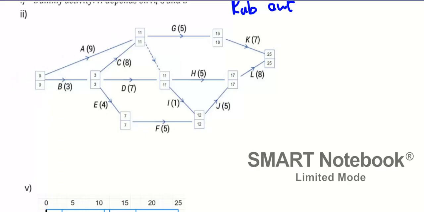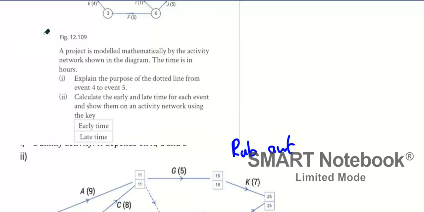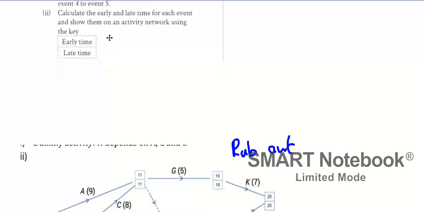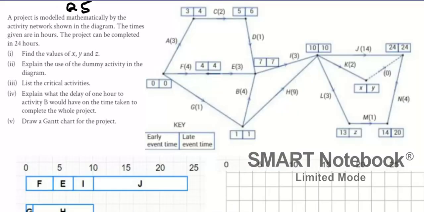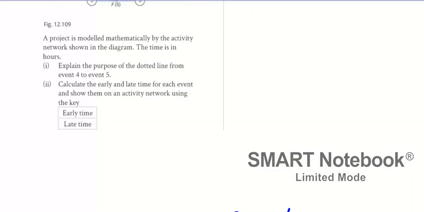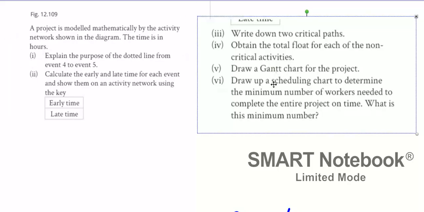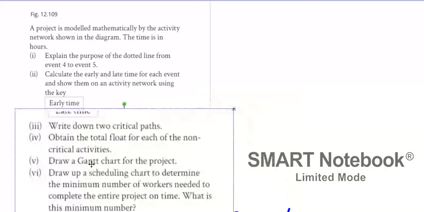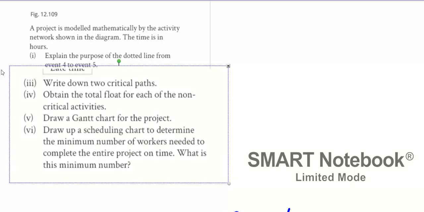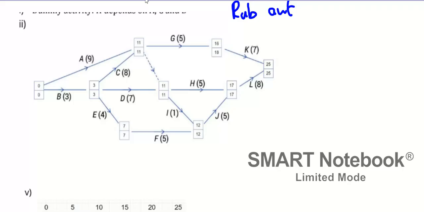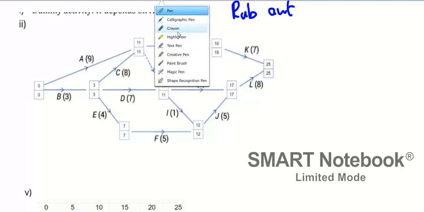I'm going to reread the question now. What does it want from me next? I think it wants, is there a part 3 to this? It says write down the 2 critical paths, doesn't it? So it wants me to write down the 2 critical paths. So what are the critical paths, do we think? Think about what the critical paths are.